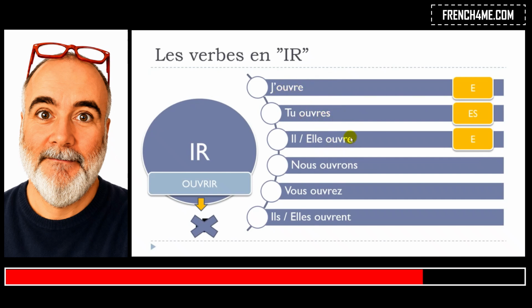es, ouvre, e. Okay, and then for nous, well, the classic ending ons, ouvrons, nous ouvrons, and then for vous, classic ending ez, vous ouvrez, il, elle, classic ending ENT, ils ouvrent, elles ouvrent. Okay, so it's actually not that difficult if you think about this little thing. So you should take this ER away and just add these endings.